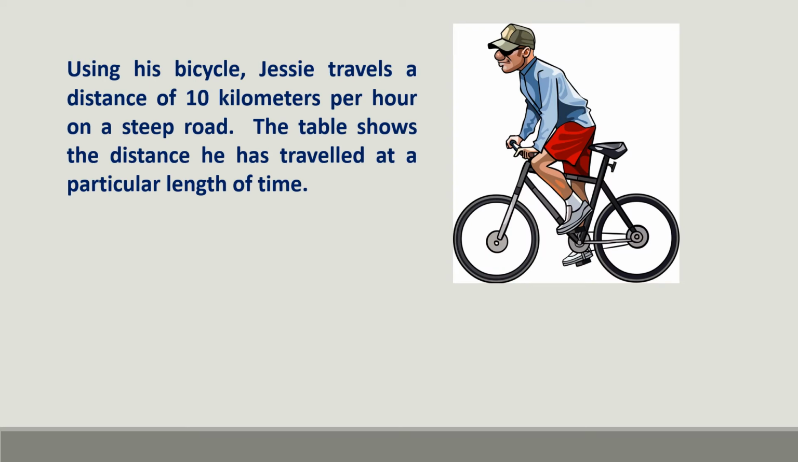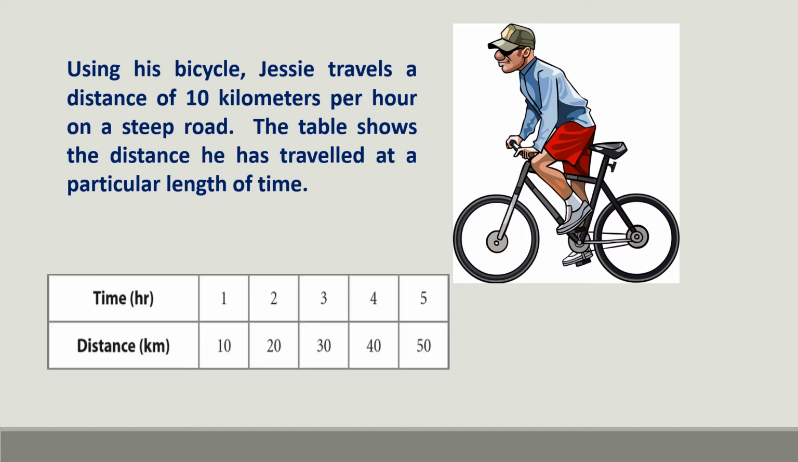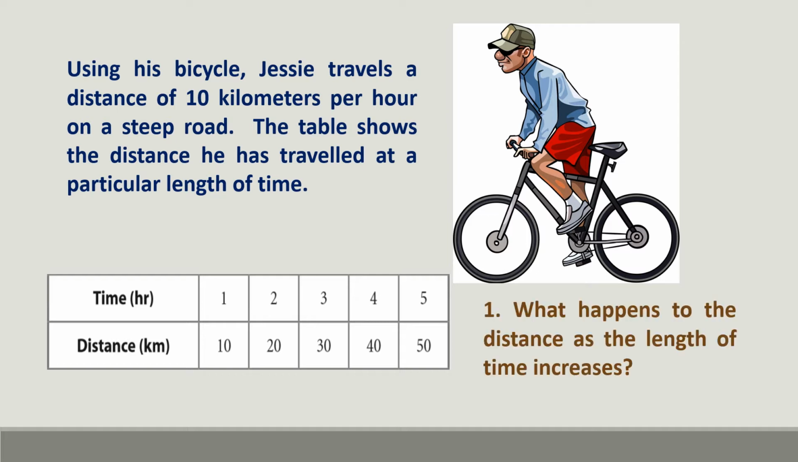Alright, here's a real life application of one of the types of variation. Using his bicycle, Jesse travels a distance of 10 kilometers per hour on a steep road. The table below shows the distance he has traveled at a particular length of time. Now, based from this situation class, what do you think is the type of variation involved? You're right, it's actually direct variation.